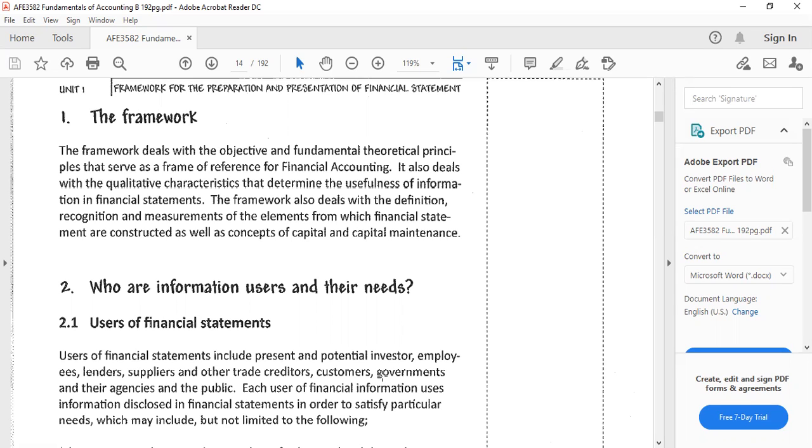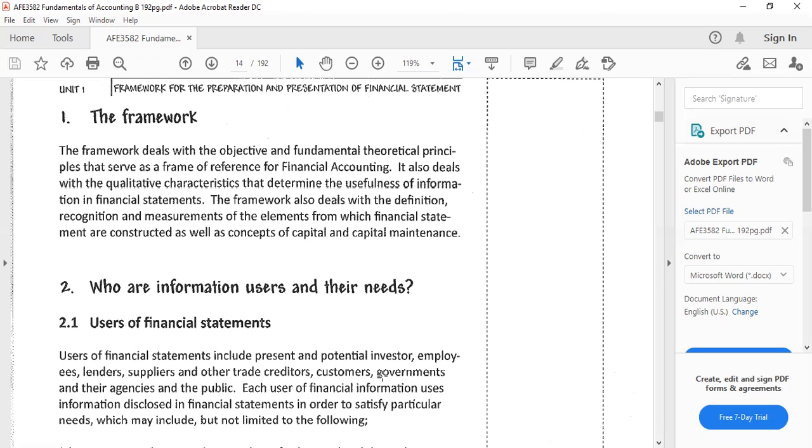Meaning that this is just the objectives or the references of financial accounting. How you prepare, in what frame, the word frame, in what way do you prepare your financial statements. It also deals with the qualitative characteristics that determine the usefulness of information in financial statements. So what are the characteristics? Why are your financial statements very important? Why do you need them? And what are the characteristics? What do you need to look at when you are preparing your financial statements?